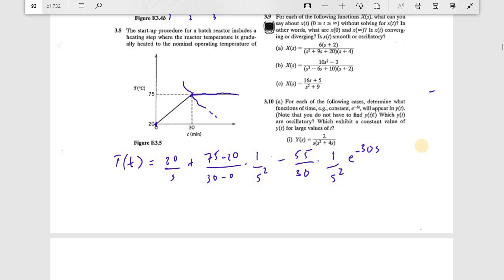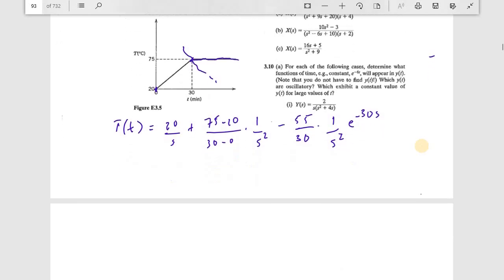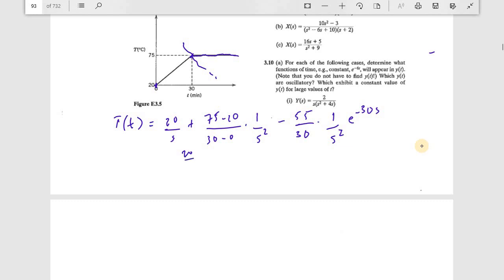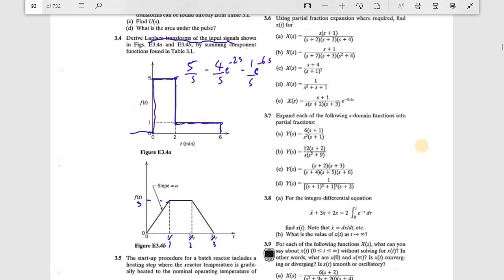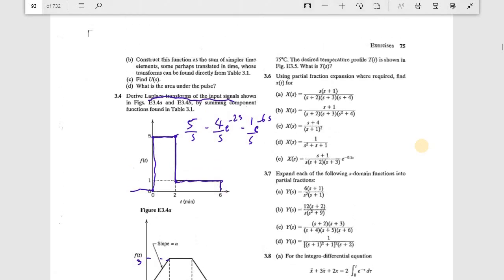So the answer is 20 over s plus 55 over 30 over s squared, minus 55 over 30 over s squared into e to the power minus 30s. If you take the common factor, this is 55 over 30 s squared into 1 minus e to the power minus 30s. That's the answer, and that is not in the T domain; we are talking about the S domain. That was 3.5, and I think that was a good question.